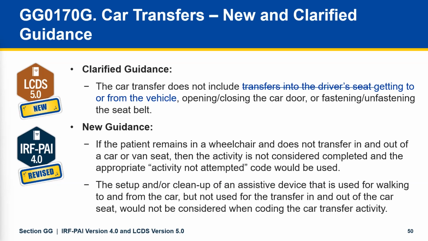There could also be patients who require a walker or a walking device to get to and from the car, but they do not require the use of that device for the transfer in and out of the car. If this is the case, then any setup and/or cleanup of this assistive device would not be considered when coding GG0170G. Only consider assistance with the use of that walker if it is required to complete the transfer in and out of the car or van passenger seat.